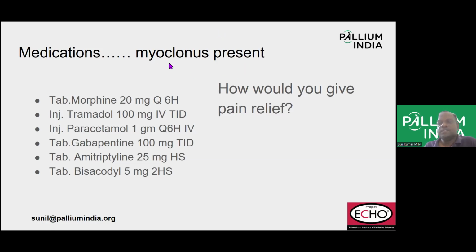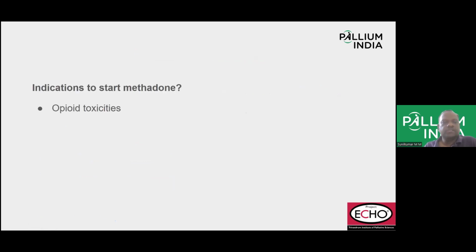Morphine toxicity, isn't it? Myoclonus. And one more. It is complex neuropathic pain, which is not relieved with amitriptyline and gabapentin. Okay, so those are the indications to start this patient on methadone.